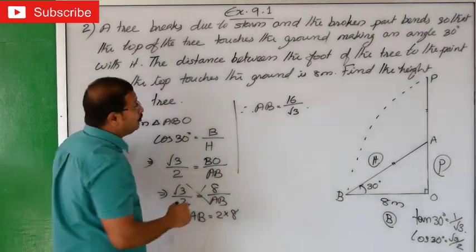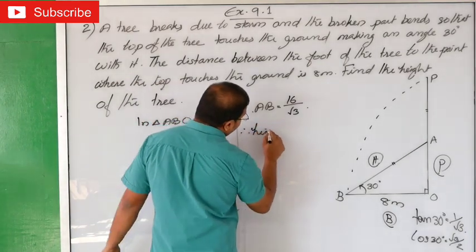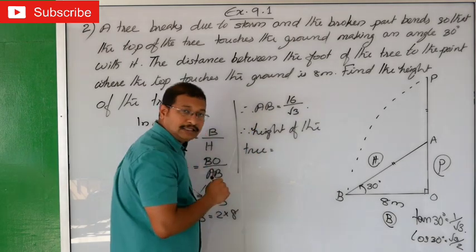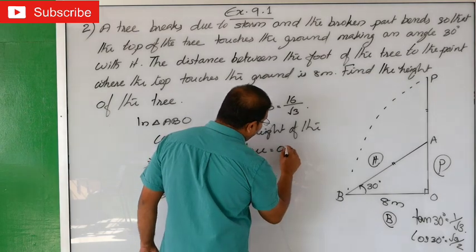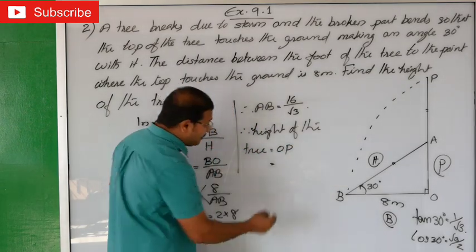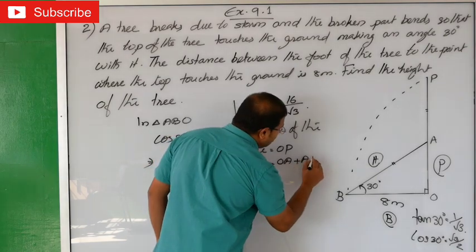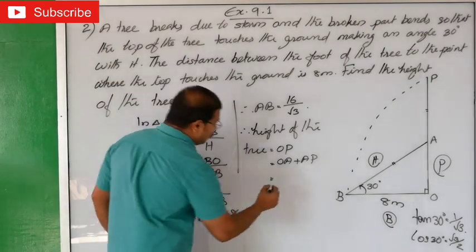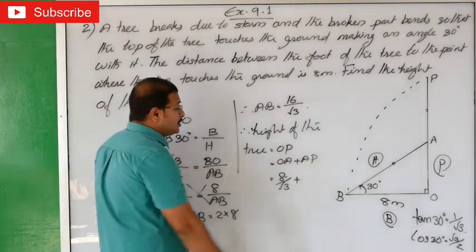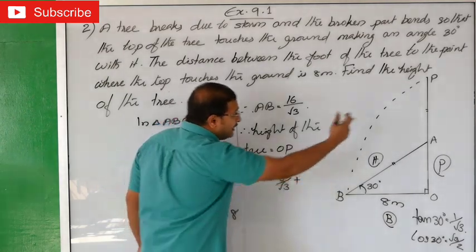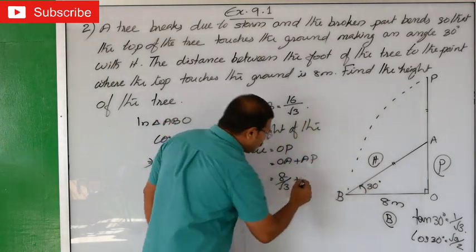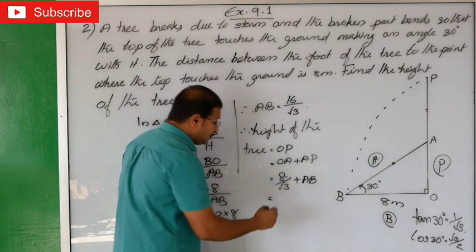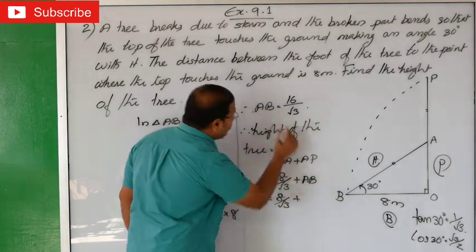If you want the height of the tree, what you will do? Therefore, height of the tree equals, height of the tree means OP equals, what is the value of OP? OP means we will write OA plus AP. But we got the value of OA before. What is that? 8 by root 3. 8 by root 3 plus, now AP. AP means we know that AP and AB are equal, isn't it? So in place of AP, what you can write? AB equals, ready? 8 by root 3 plus, in place of AB, what you will write?